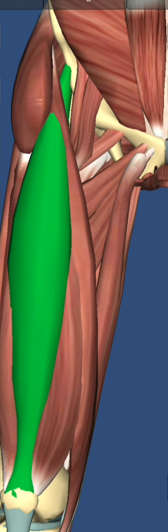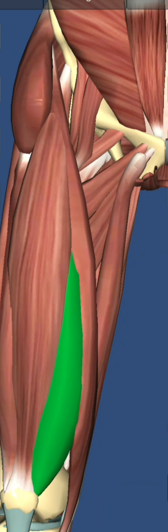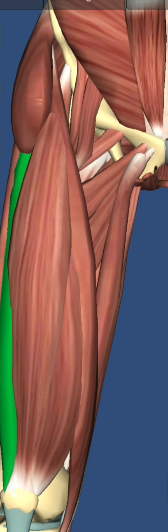Now, the vastus medialis is found on the medial side of the thigh. It proximally attaches to the intertrochanteric line and the medial lip of the linea aspera of the femur. Then we have the vastus lateralis, which is found on the lateral side of the thigh. It's proximally attached to the greater trochanter superiorly, and to the lateral lip of the linea aspera of the femur distally.